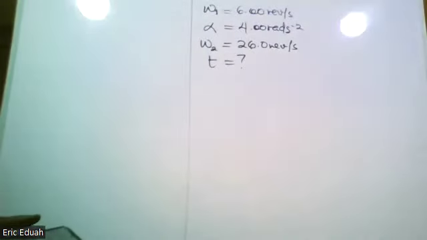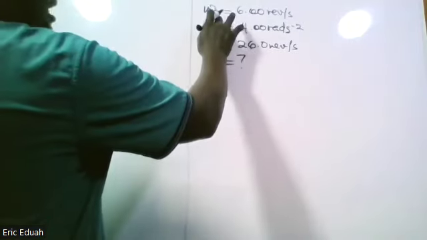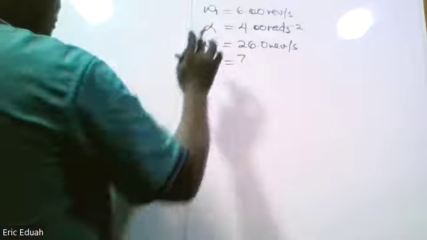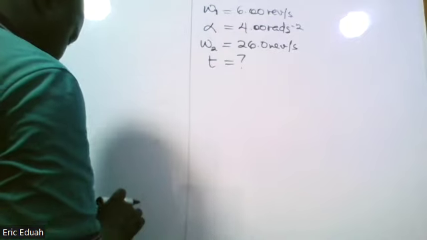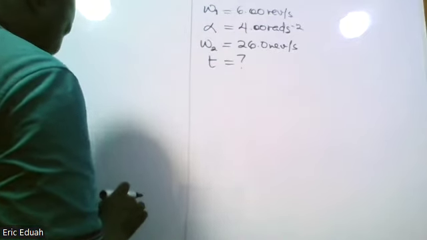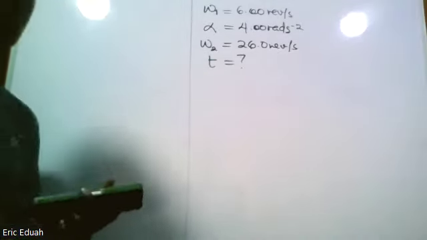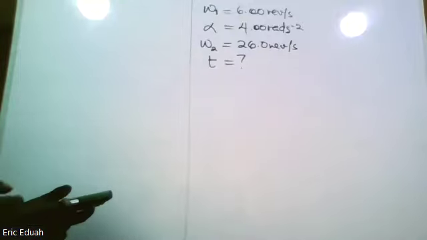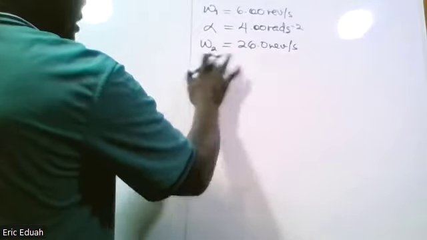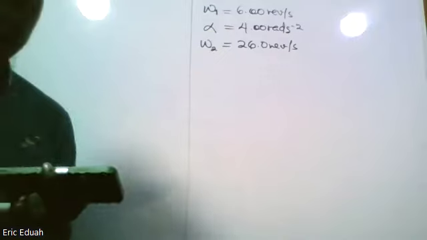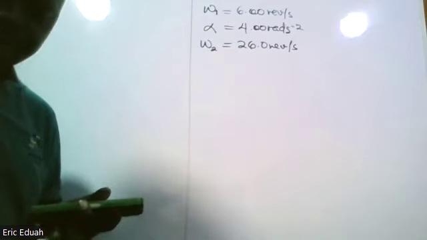So it is obvious, since we have omega 1 and alpha. Let's look at what we have to look for again. Find the number of times the wheel must make. What does it mean by to determine the number of times? What does it mean by that question? We are to find the number of times. What does it mean?